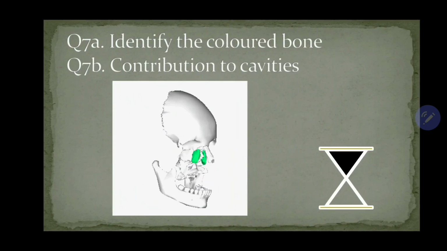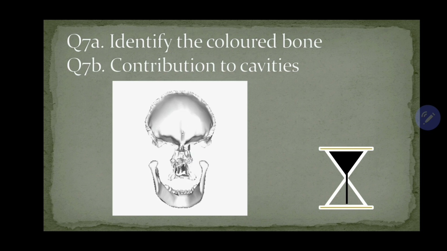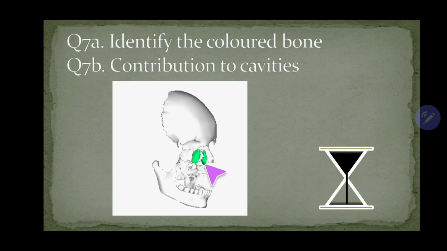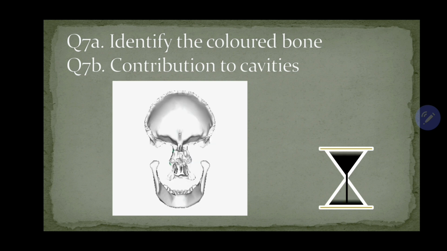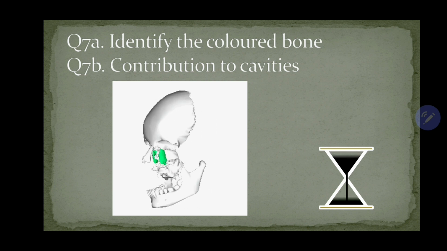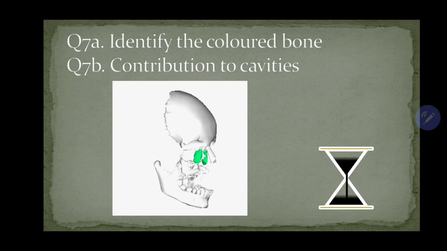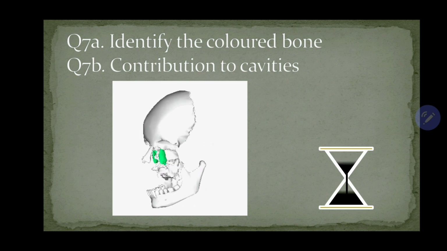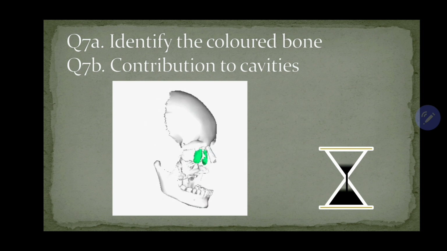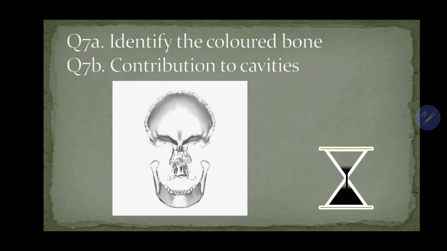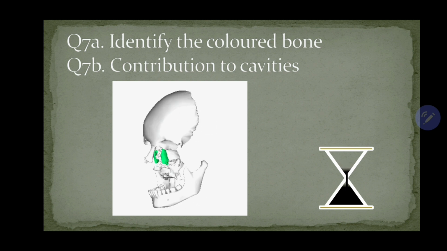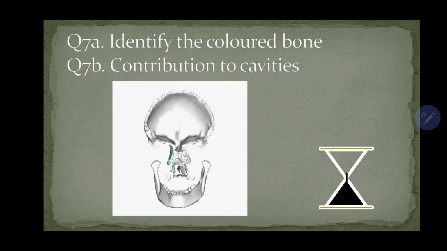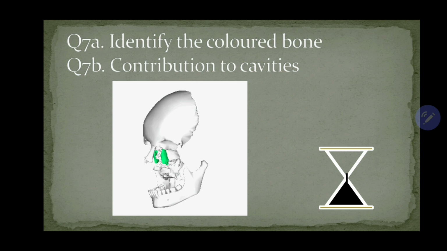The green colored bone is the nasal bone. Sorry, not nasal, it is the lacrimal bone. The lacrimal bone you are seeing here contributes to two cavities. It forms the medial wall of the orbit, and especially the area anteriorly that forms the lacrimal fossa. So it partly contributes to the lacrimal fossa on its lateral side, and on its medial side it contributes to the lateral wall of the nose.